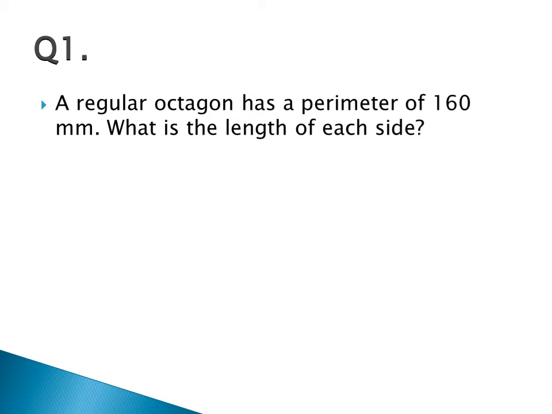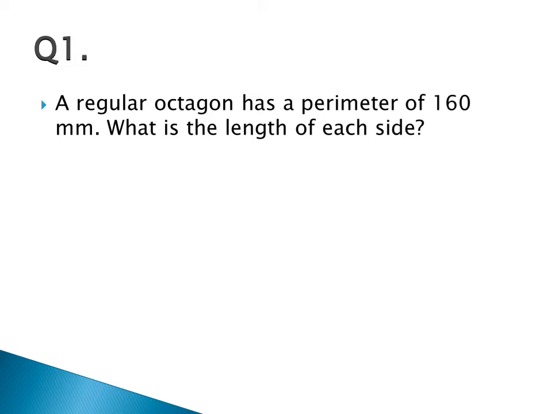What is the length of each side? First of all, we need to know what is the perimeter. The perimeter of a shape is the total distance around its edge. To calculate the perimeter of a shape, you just have to add up the length of all of its sides.